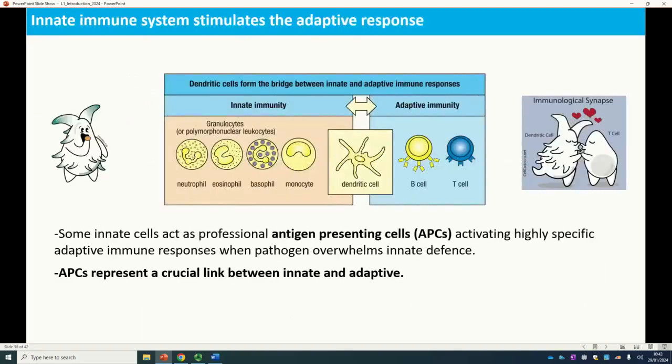We can also look at this diagram, which nicely summarizes it. We've got innate immune cells here, and our adaptive immune cells on the right-hand side, and the dendritic cell in the middle. Some of the innate immune cells will act as antigen-presenting cells, and they will communicate with the adaptive immune response. These antigen-presenting cells play a really crucial link between the innate and the adaptive immune response. Here we have the dendritic cell eating a bit of a pathogen, and then presenting it to the T cell over here. So it's really important to remember that the innate immune response directs the adaptive immune response.